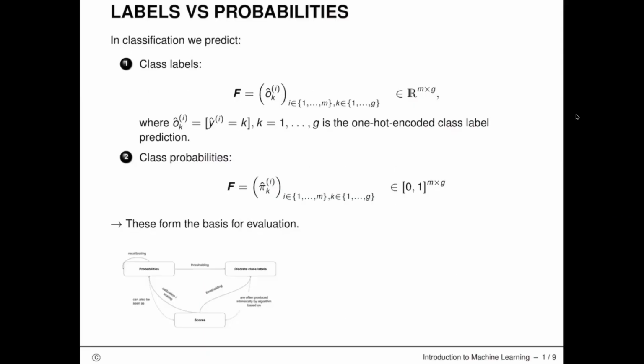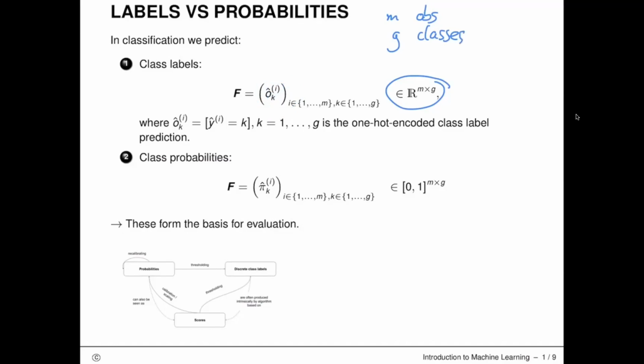As you already know, in classification, we can either predict the class labels or the class probabilities. The class labels could be an M times G matrix, where M is the number of observations and G is the number of classes. So in a multi-class classification, perhaps G is larger than 2. And then we have all those one-hot encoded class labels ô_ki, where k means the kth class and i means the ith observation.